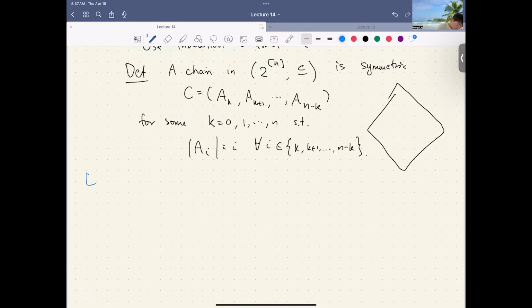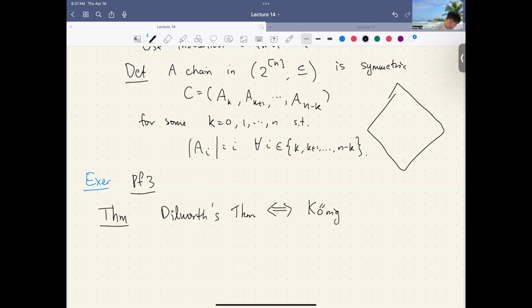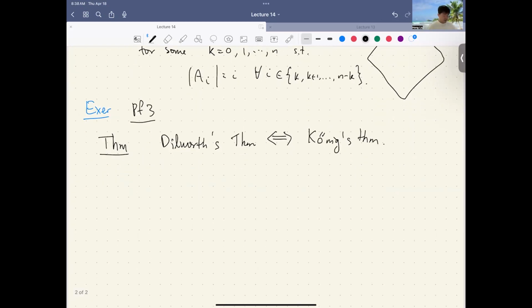So this is the third proof of Dilworth. Basically, I can write it as a theorem: the Dilworth theorem is equivalent to Koenig's theorem. So let me explain, or recall if you have seen it before, what Koenig's theorem is. It's about vertex cover and matching in bipartite graphs.